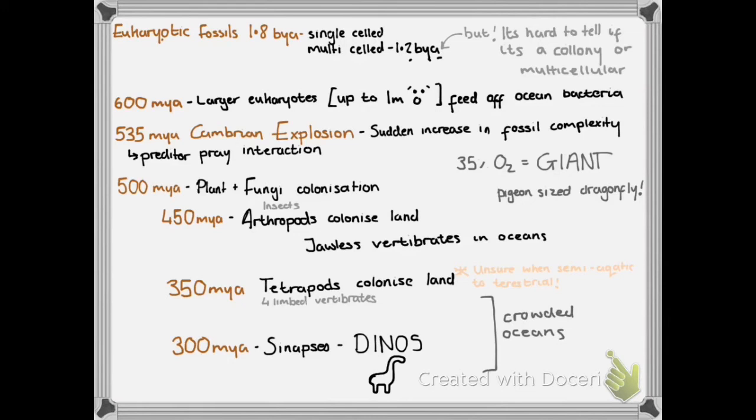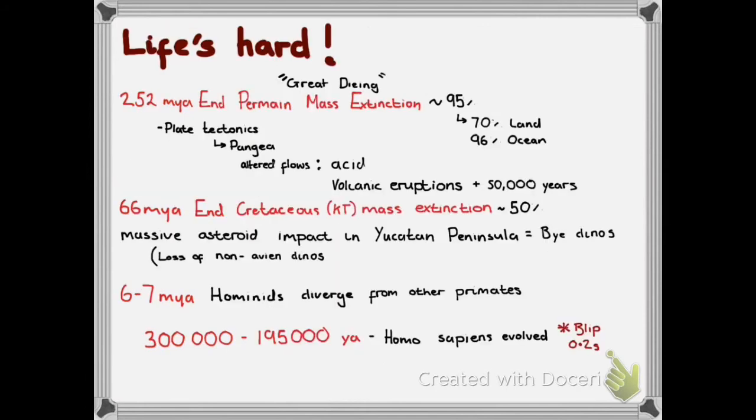Then, by 300 million years ago, we see synapsids evolve, which are the ancestors of reptiles and dinosaurs. So that's a cool one. And although this seems like quite a nice flow of life developing and living and evolving, it wasn't quite that simple. There were a lot of roadblocks along the way.